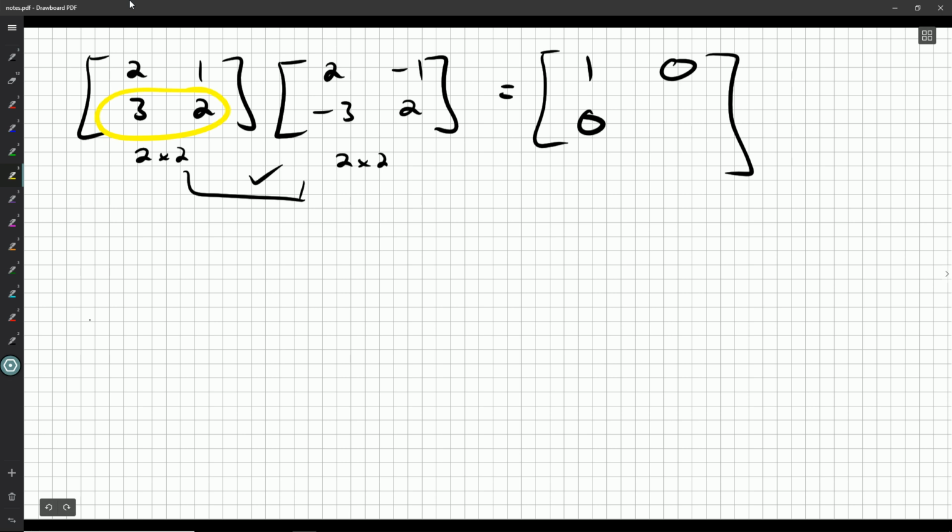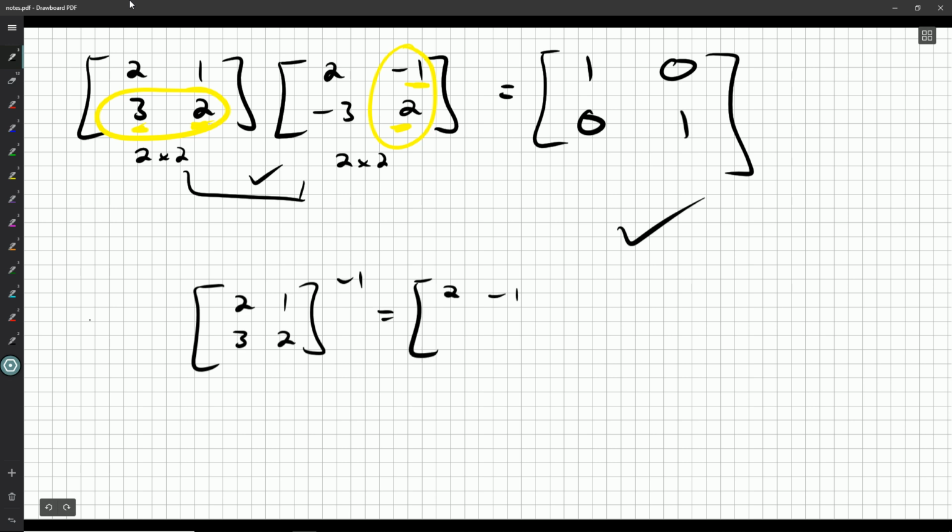3, 2 dotted with -1, 2. So 3 times -1 is -3, 2 times 2 is 4, and -3 plus 4 is 1. So yes, they are inverses. And this is how we check: just multiply the two matrices together. So we could say something like [2, 1; 3, 2] inverse is [2, -1; -3, 2]. We don't have to do that. We could say the first one was an inverse of the other because they both satisfy the definition. But yes, they are inverses, and this is how we show it.